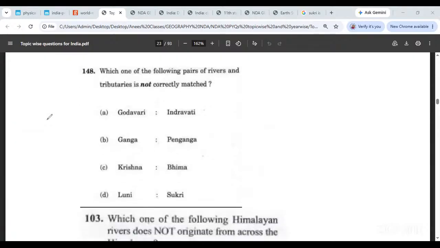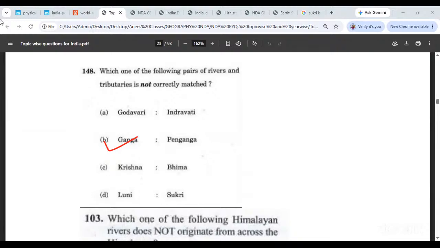Which of the following rivers and tributaries is not correctly matched? Your options are Godavari, Indravati; Ganga, Penganga; Krishna, Bhima; Luni, Sri. B. गंगा पेनगंगा. पेनगंगा किसका ट्रिब्यूटरी है? Which river is Penganga the tributary of? Godavari. Penganga is a tributary of the Godavari, okay.